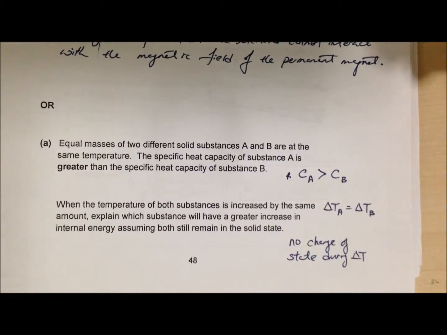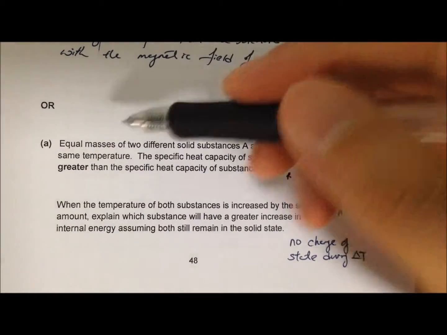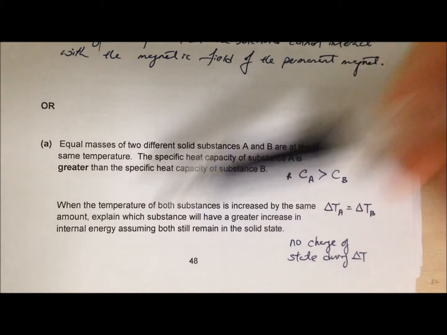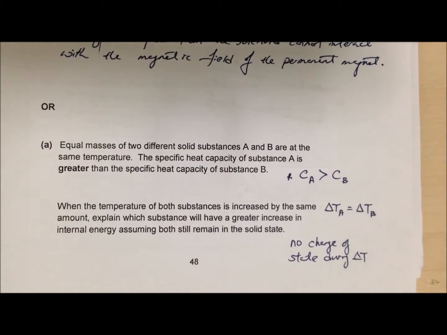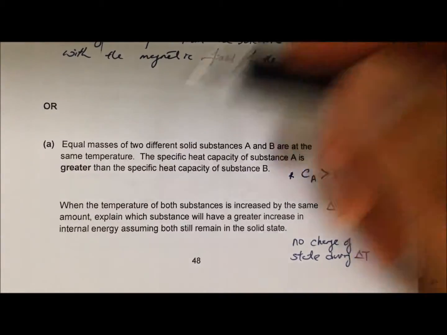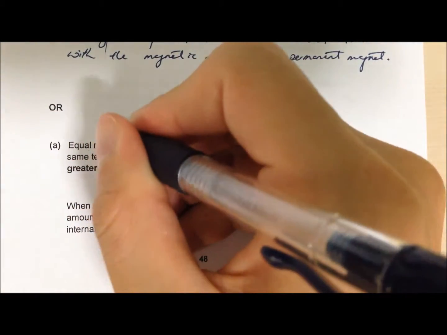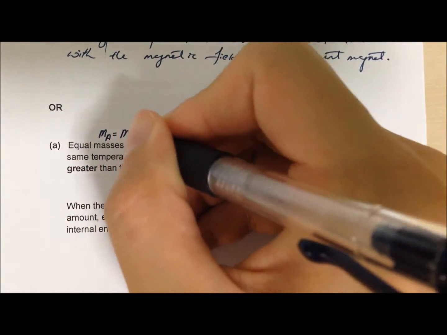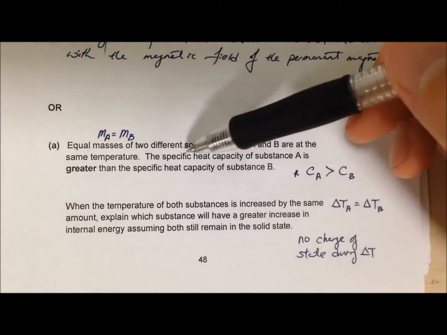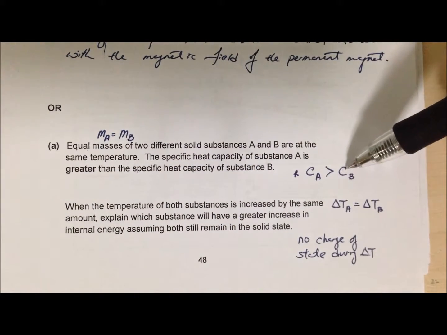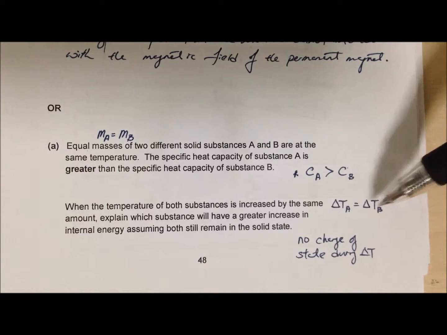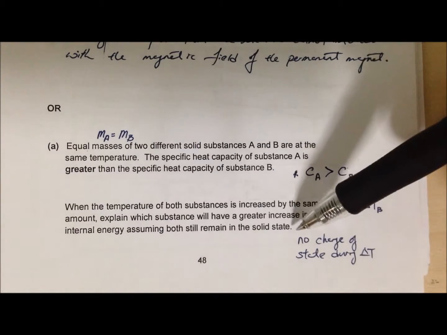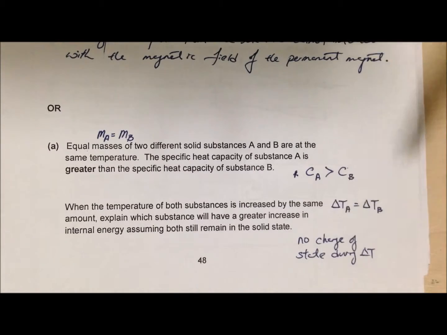Let's finish this paper. This is the last question. So let's break down this entire problem context into some straightforward mathematic expression. First they tell you that it is equal mass, so you know that MA is going to be equals to MB. And they tell you that the specific heat of A is larger than specific heat of B. And then they tell you that the temperature change is the same for both A and B. And finally they tell you that there's no change of state.